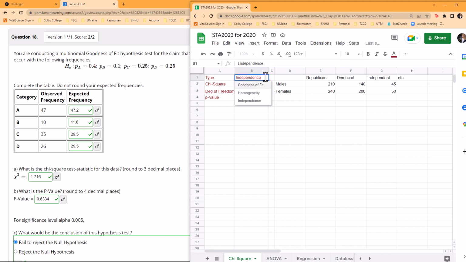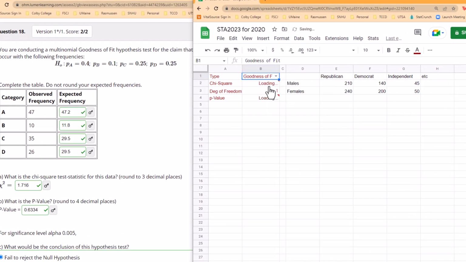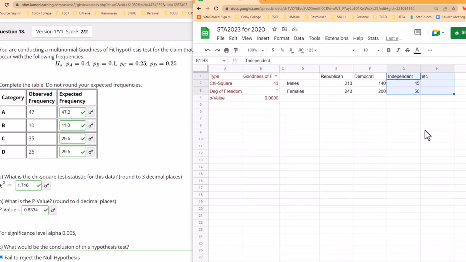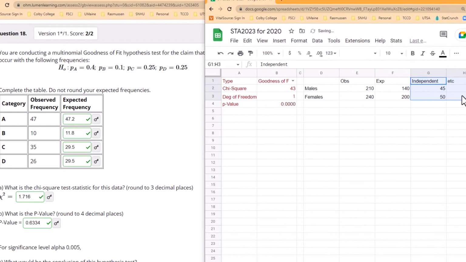Well, first of all, I need to do the down arrow and make this a goodness of fit test. If I double click, I can see that only these two columns, all the way straight down, are being used. So this column doesn't really matter, right? Not even using that column. Let me look at my p-value, and that's only looking at my chi-square and my degrees of freedom. So this is my observed, and this is my expected. Again, this I'm not even using.